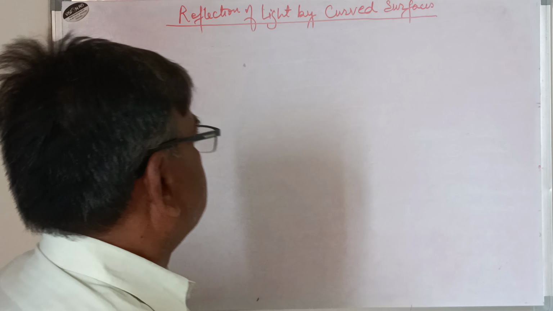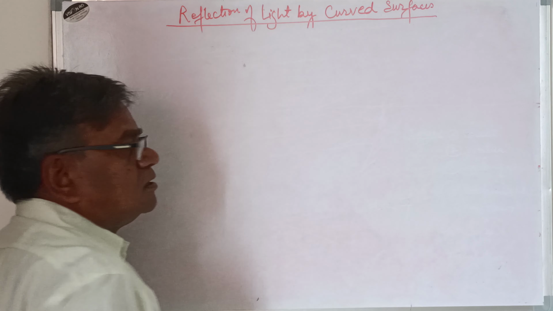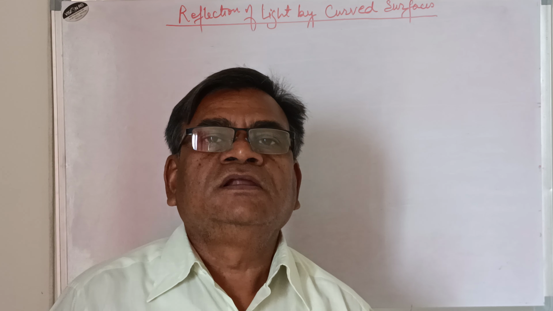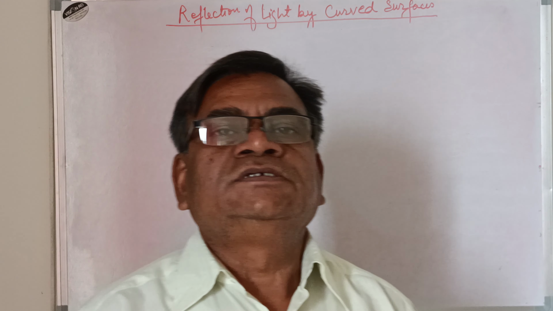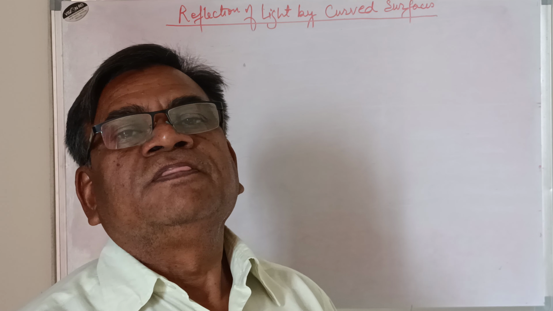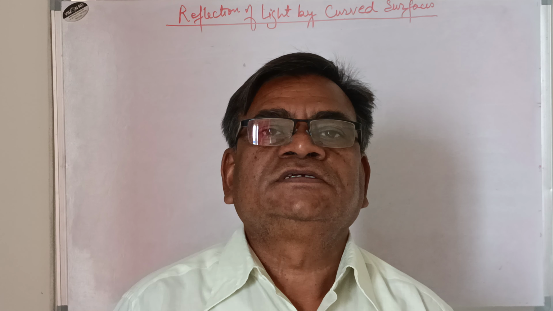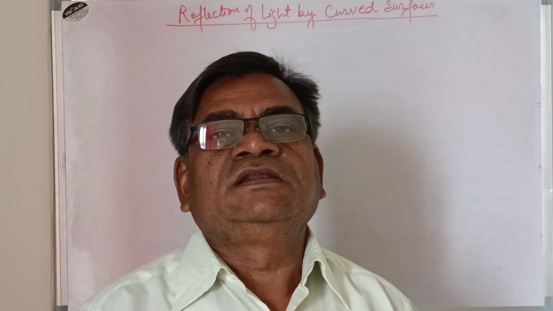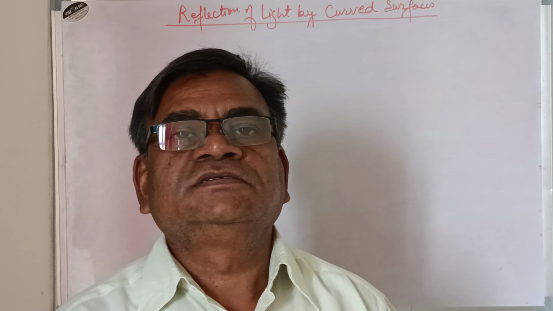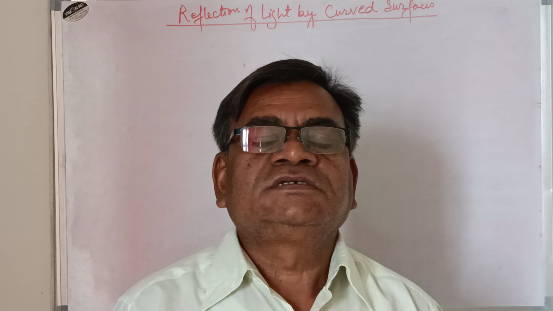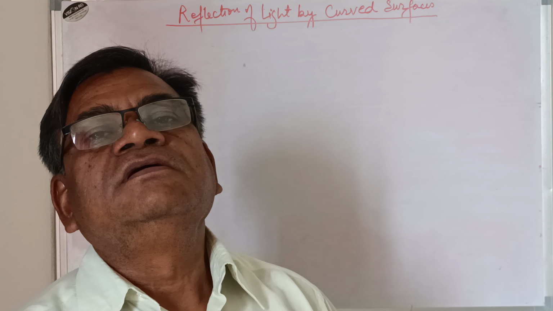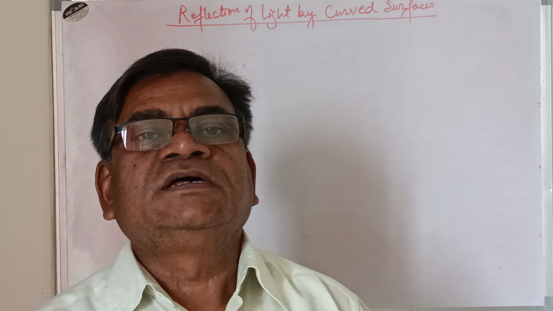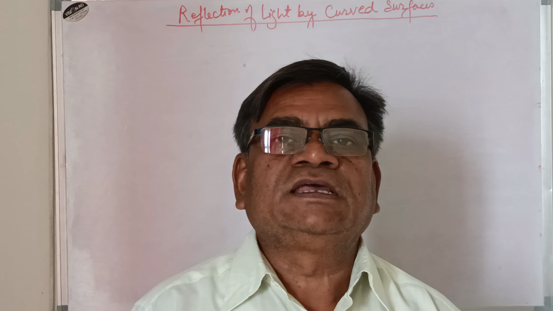made. Now, the curved mirrors are the part of a hollow sphere of glass. Any cut off portion of the hollow sphere of glass, when the outer surface is plated with silver, then the inner surface becomes the reflecting surface. This type of mirror is called concave mirror.